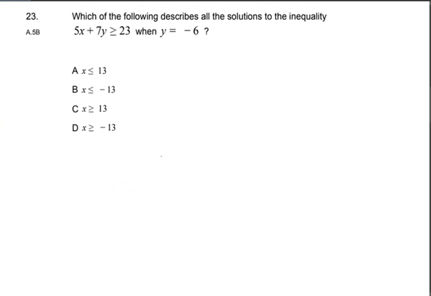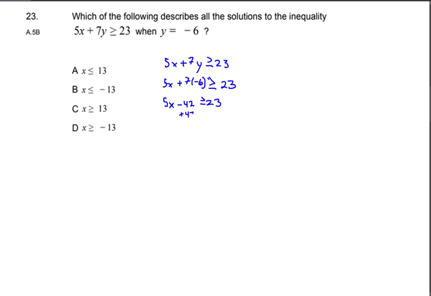Which of the following describes all the solutions to the inequality? So they say when y is equal to -6. I have 5x plus 7y is greater than or equal to 23. I'm going to leave the 5x, but they want to know when y is equal to -6, so I'm going to plug in -6 for y. Now I get 5x plus 7 times -6 is greater than or equal to 23. That's going to give me 5x minus 42, because -6 times 7 is -42, is greater than or equal to 23.